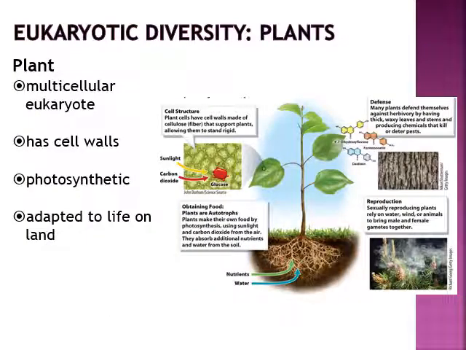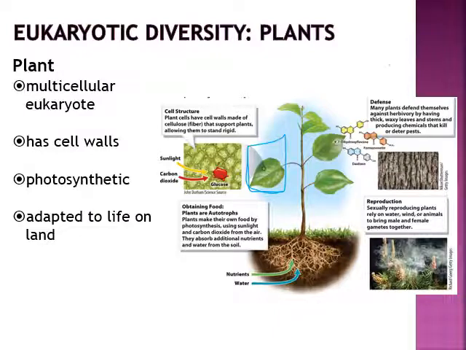Okay, and each one of these has certain characteristics that kind of go into defining which group it really belongs to. The first one we'll talk about are plants. So plants are a multicellular eukaryote. They do have cell walls. Remember, those are made of cellulose, so they are a little bit different than our bacterial cell walls. They are photosynthetic, and they are well adapted to life on land. So again, their cell structure has a lot to do with why they are adapted to life on land, which we'll talk about in just a second.